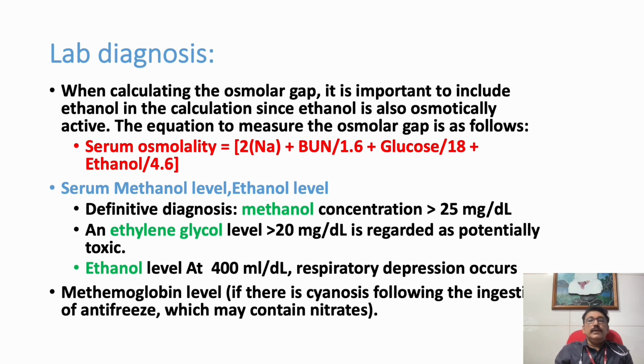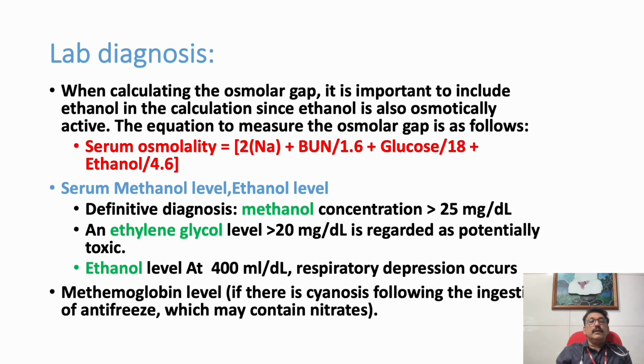But lab investigations are best. You can ask for ethanol levels, methanol levels and ethylene glycol levels in the blood from a toxicology lab. Definitively, these results will be better than the other calculated results we have seen previously. Methanol concentration more than 25 can produce a definitive diagnosis of methanol poisoning. Ethylene glycol level more than 20 milligram is a potentially toxic level.